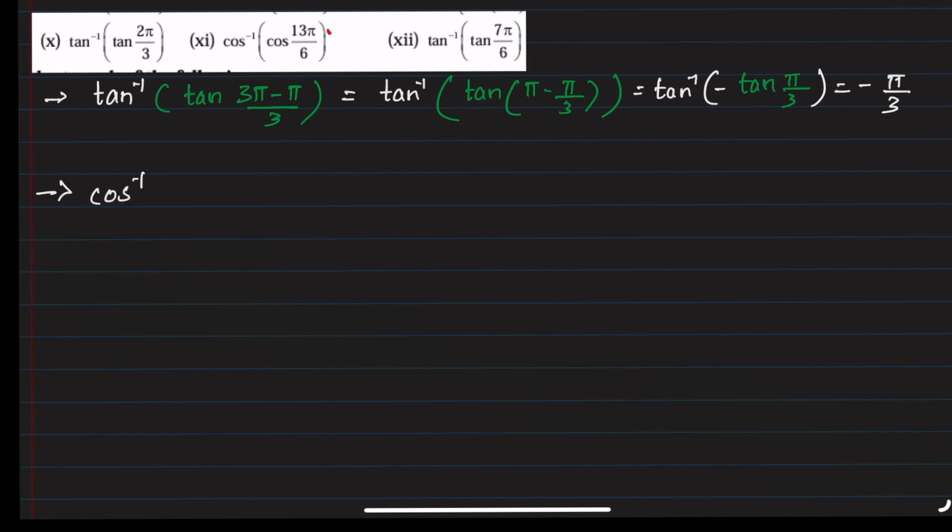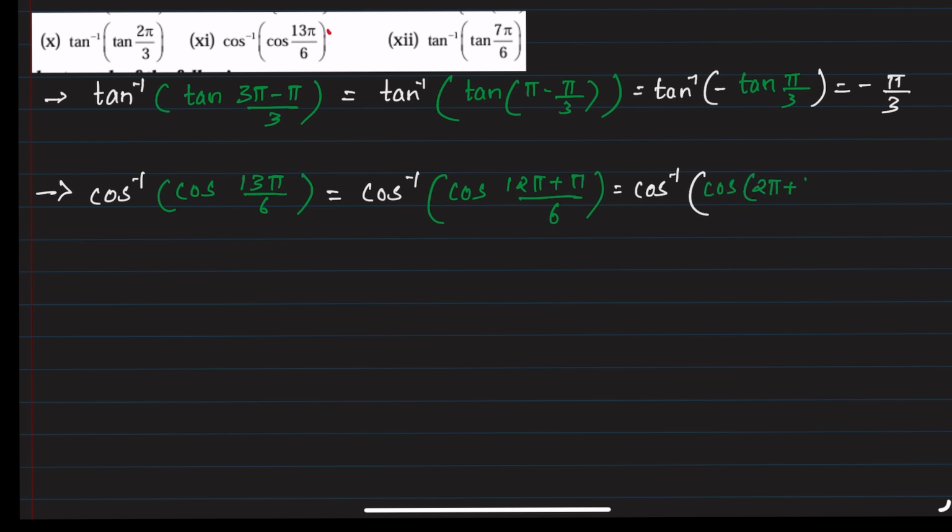Second, cos inverse cos 13 pi by 6 equals cos inverse of cos of 12 pi plus pi whole upon 6, which is equal to cos inverse of cos of 2 pi plus pi by 6. 2 pi plus means first quadrant, cos is positive, so cos inverse cos of pi by 6. Final answer pi by 6.